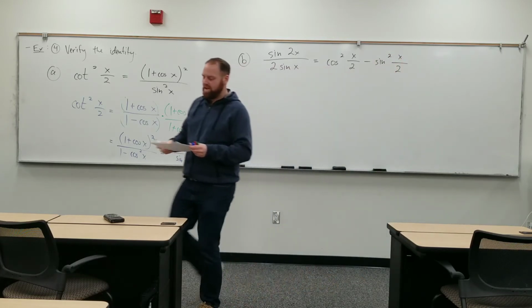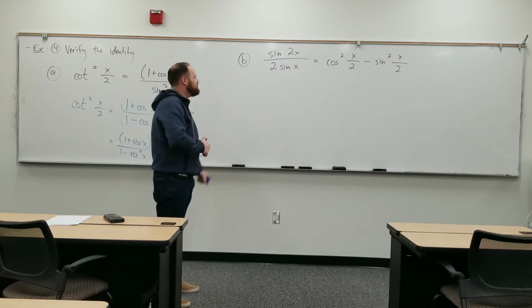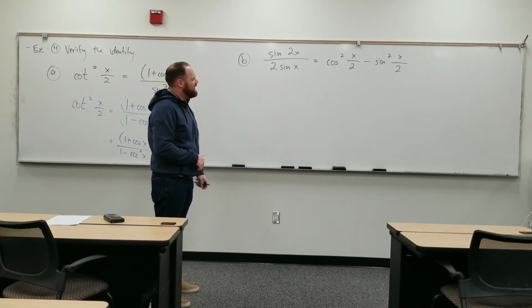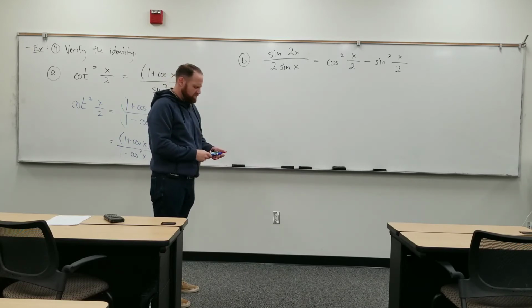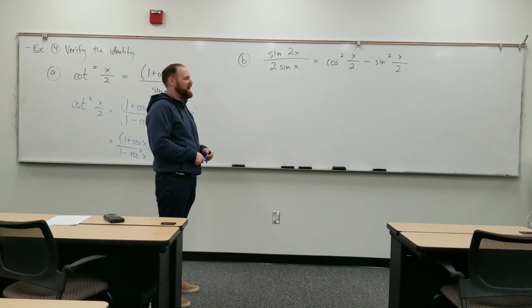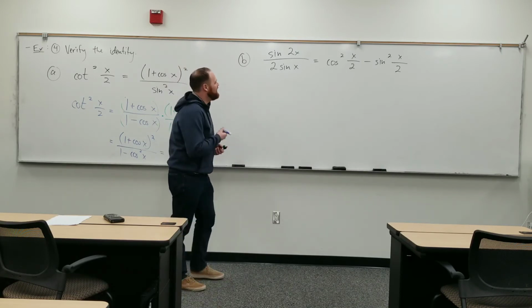Okay, so let's try out this one, it looked interesting. Sine 2x over 2 sine x. Oh, I think of something right away there. And then cosine squared x over 2 minus sine squared x over 2. I'll give you a second, pause the video, see if you can work it out. Okay, so here I go with it.